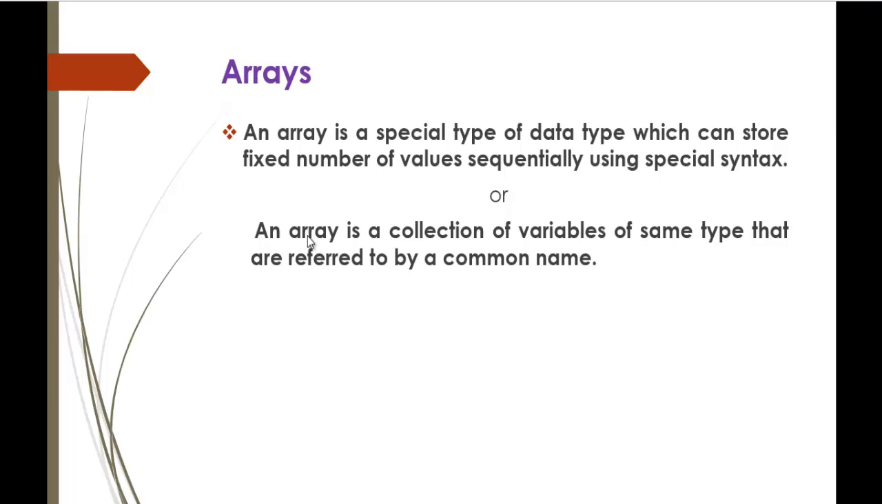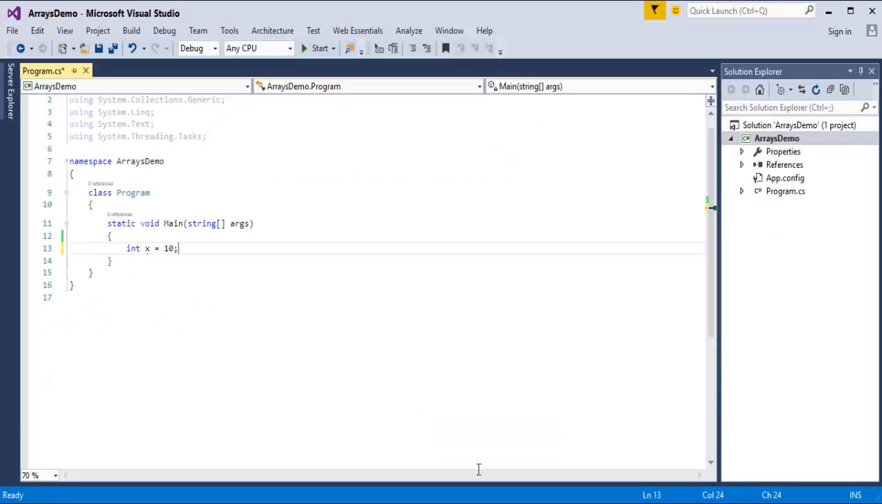Array is a special type of data type which can store fixed number of values sequentially using special syntax. Our technical definition is something like this. An array is a collection of variables of same type that are referred to by a common name. It means array is a collection of variables, and all the variables are of the same data type and should be referred to by a common name. To understand that, we'll jump into coding.